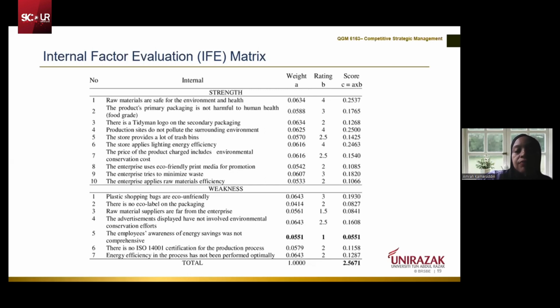Are safe for the environment. For the environment, and also you need to focus more on, for example, your production site. So that means you need to blast more of your strength, and you need to engage more on the most weaknesses out of the 7 points here. So that means the employee awareness is actually not comprehensive.